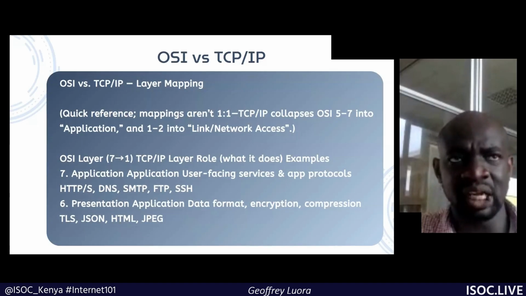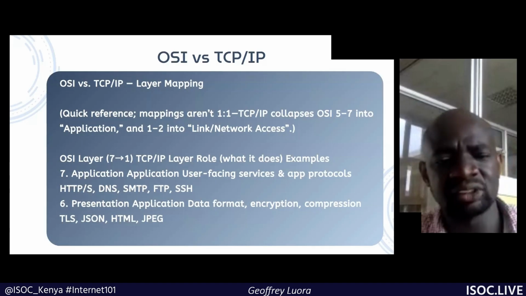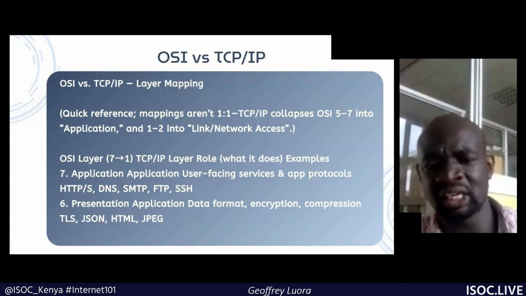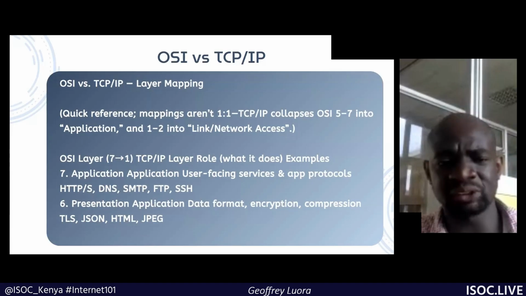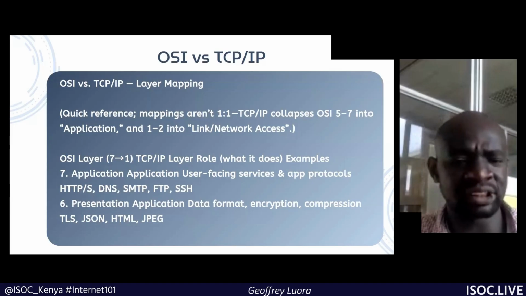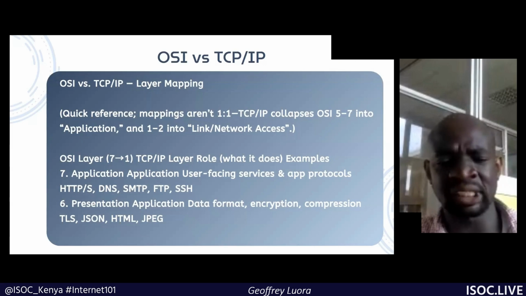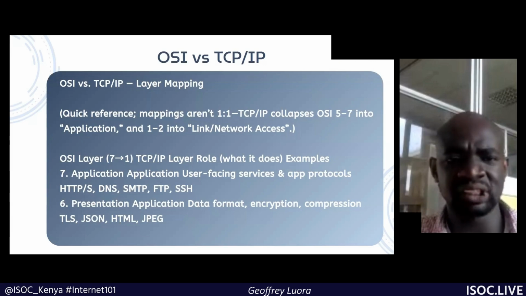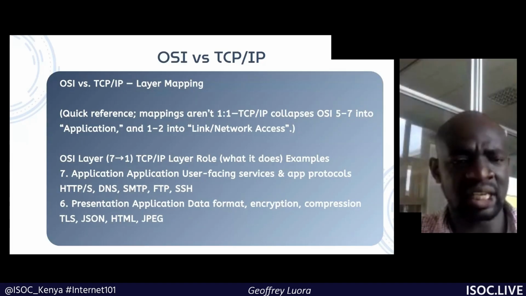So depending on what the application expects, that's why you'll have data processing, formatting, encryption, and compression. If you're dealing with a web page, it will be HTML. If you're dealing with an API, it will be JSON. If you're dealing with maybe a file server that expects images and documents, that's where presentations are handled.